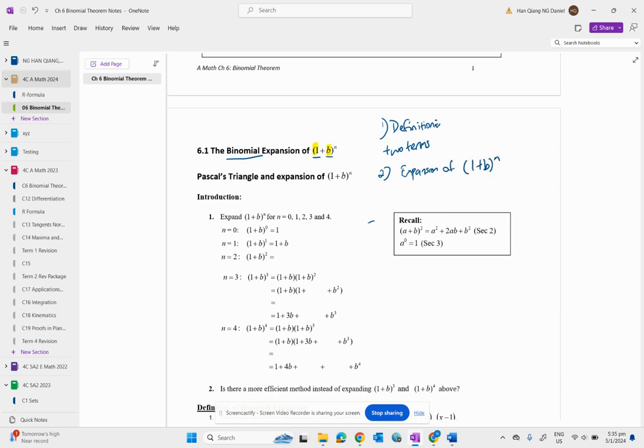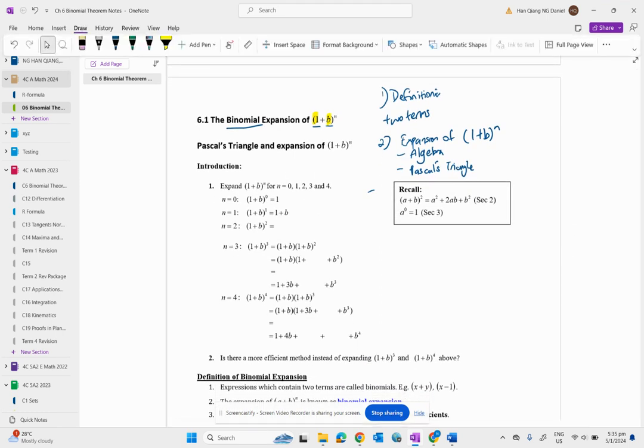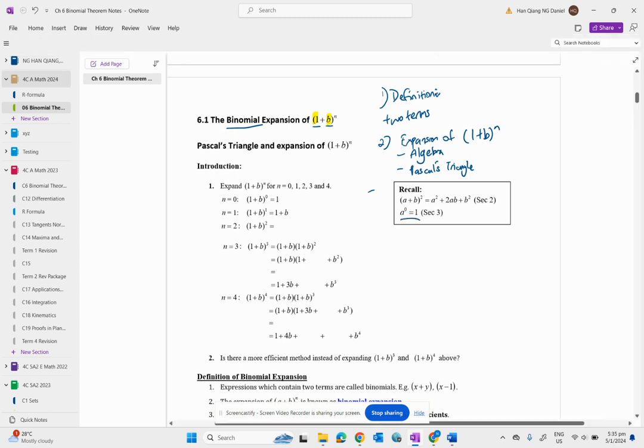So we'll do a quick recap with the algebra method, and then we will make use of the Pascal's triangle on the expansion of 1 plus b to the power n. So just a quick one, when the power of n is 0, we already learned in sec 3 indices, anything power n is equals to 1. Now n equals to 1, you expand this, you have 1 plus b.